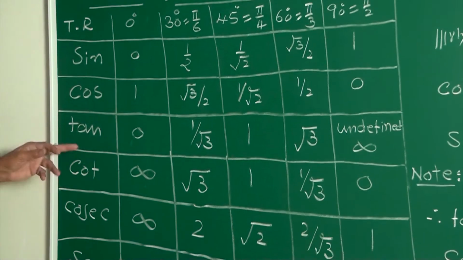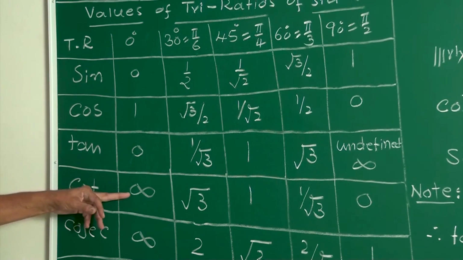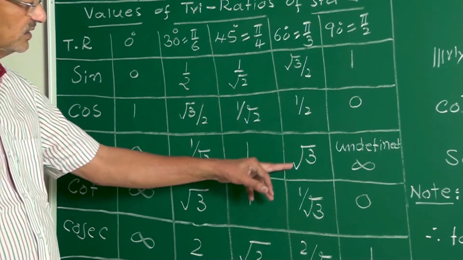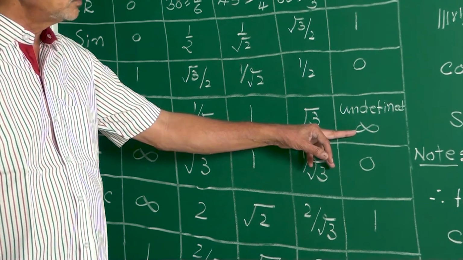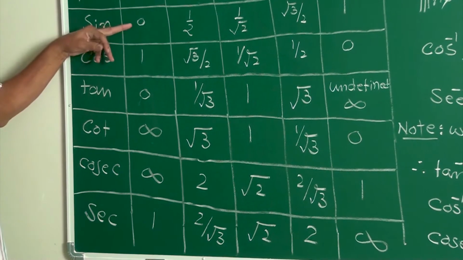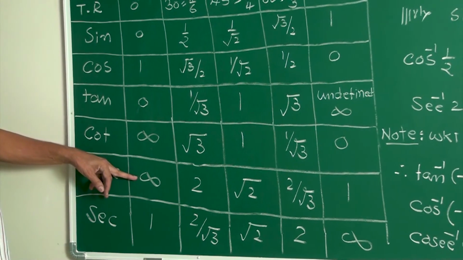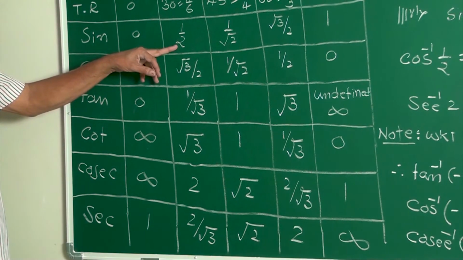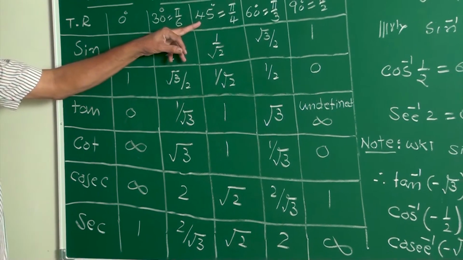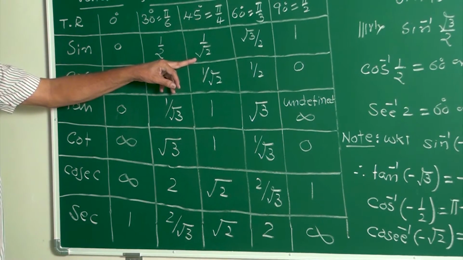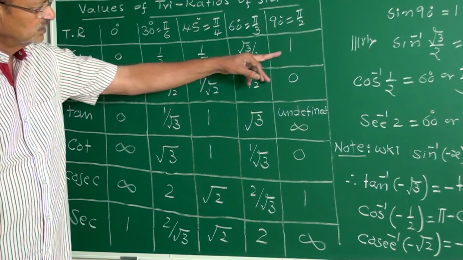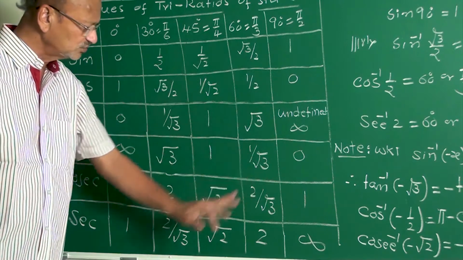Then what about cot? 1 by tan. Reciprocal of 0 is infinite. Reciprocal of 1 by root 3 is root 3. Reciprocal of 1 is 1. Reciprocal of root 3 is 1 by root 3. Reciprocal of infinity is 0. Then cosec is the reciprocal of sine: 1 by 0 is infinite. Cosec 30, 45, 60 are the reciprocals, cosec 60 is 2 by root 3, and cosec 90 is 1.